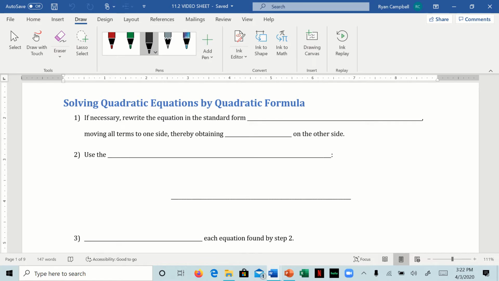So to actually use the quadratic formula, you need to make sure to rewrite everything in the form of ax squared plus bx plus c equals 0. So moving all the terms to one side and obtaining 0 on the other. Then you use the quadratic formula.